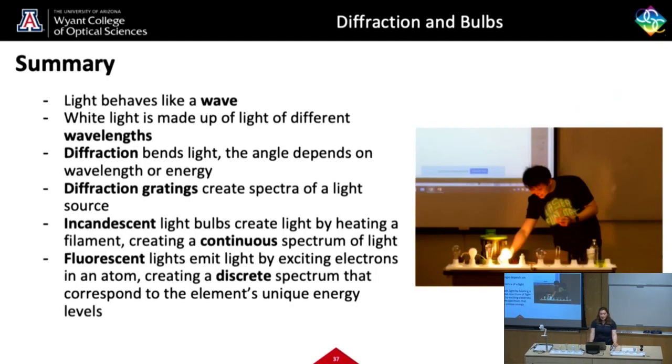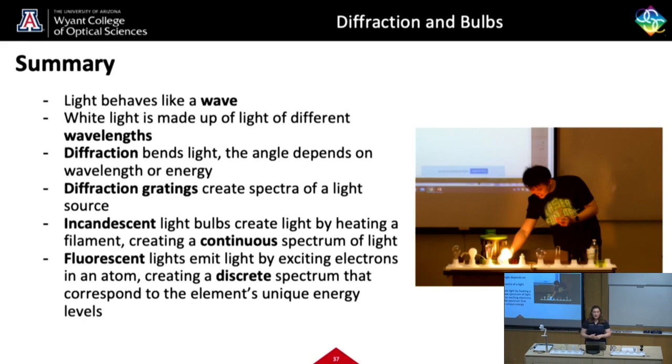All right, so in summary, we've learned today that light behaves like a wave. And when we take apart white light, we can see all of the different wavelengths or colors that white light is composed of. Diffraction is a way by which we separate that light by bending it, and the energy or the wavelength of the light determines the angle at which that light bends. And that led us to our diffraction gratings and our diffraction equation, which we can use to create spectra, or those rainbows, of a light source.